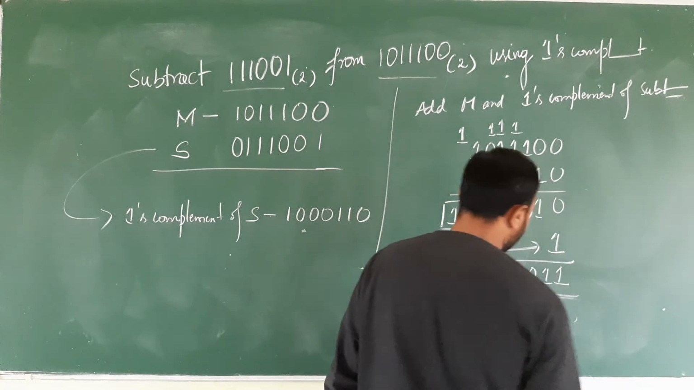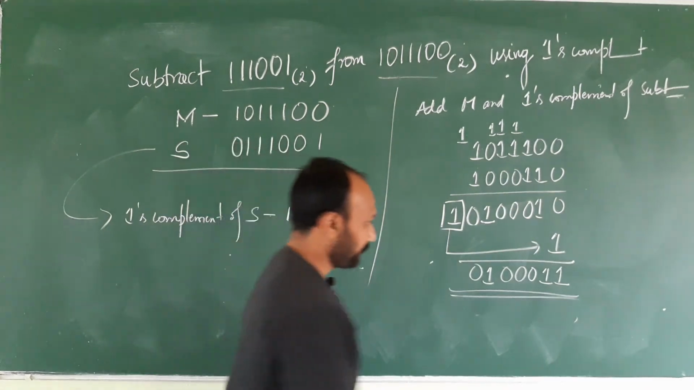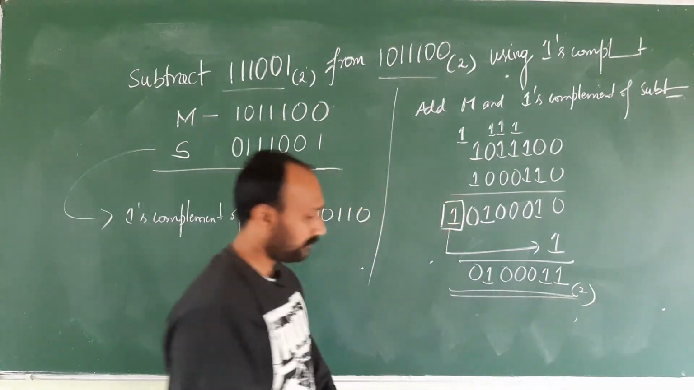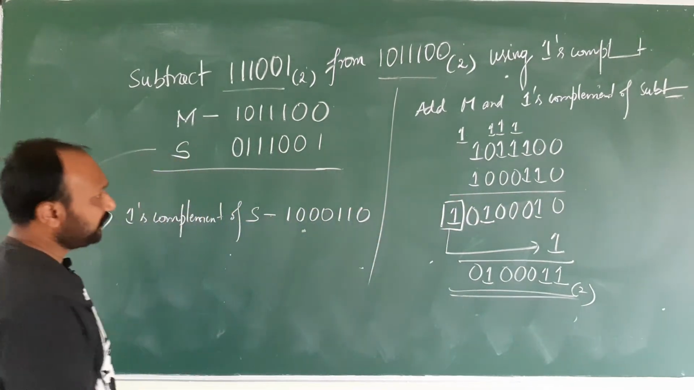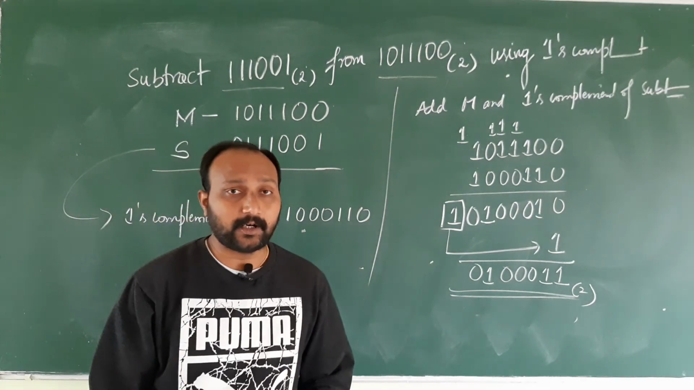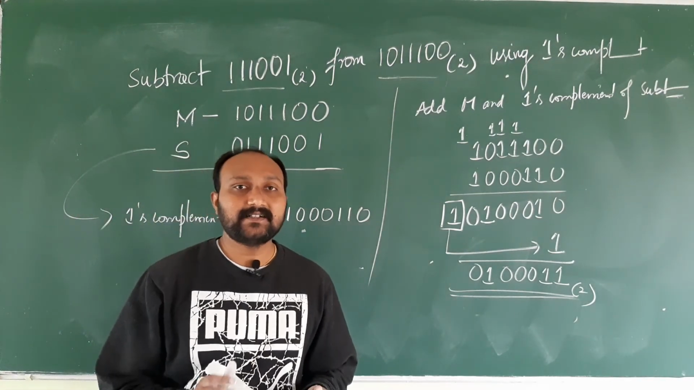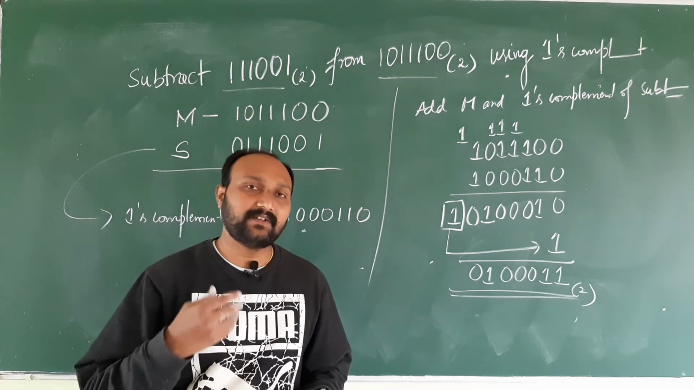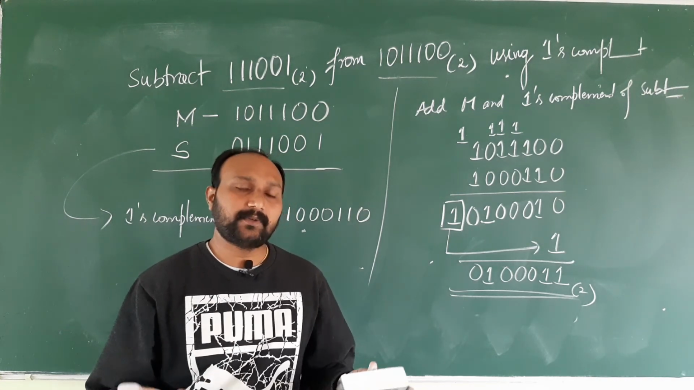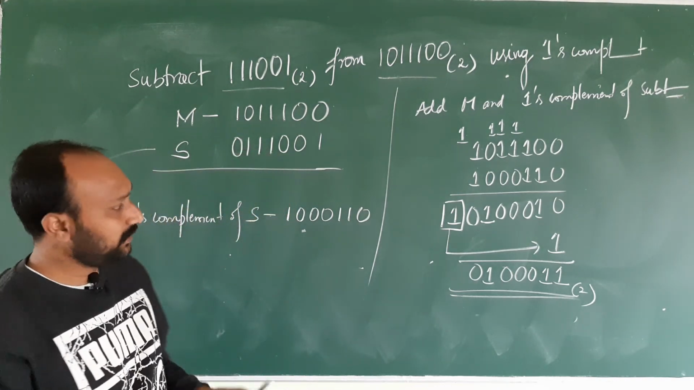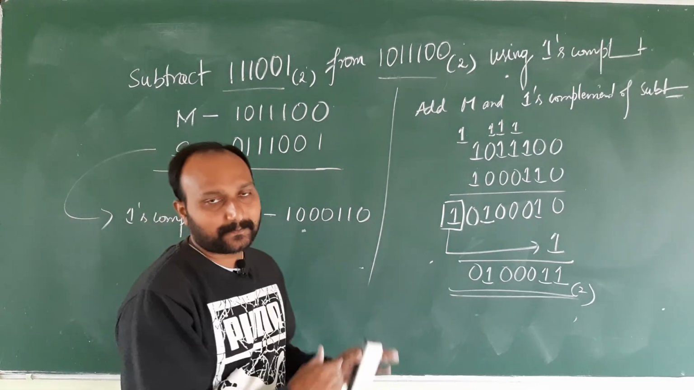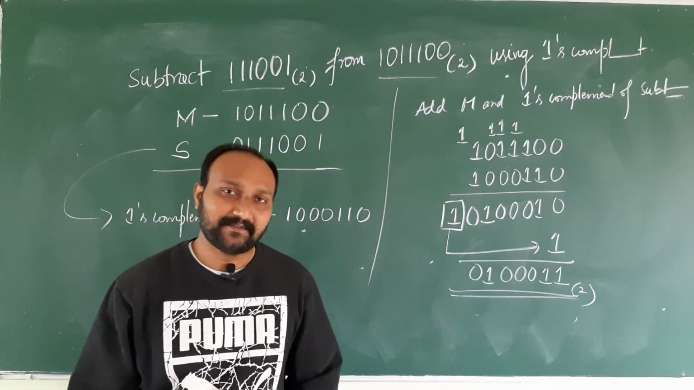This is the answer in terms of binary. So this is how we are going to perform 1's complement subtraction. If you have been given particular numbers, you will be asked to find the 1's complement subtraction. These are the steps. Okay, with this I am going to end the video. Thank you.